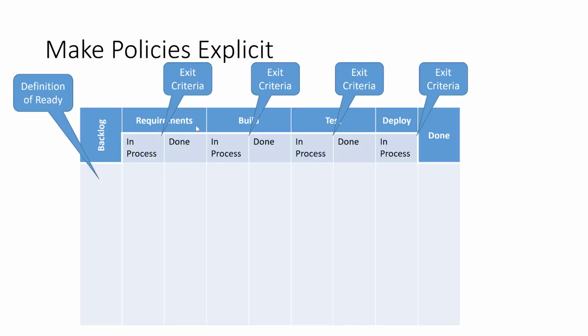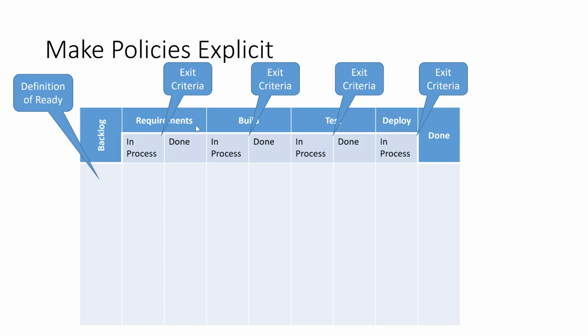It means you have policies within your organization that are implicit, right? When the requirements are done, they get handed off to the development team to build it. What does done actually mean? How big is it? How small is it? How much documentation is there? How little documentation is there? So you just want to make those policies explicit.